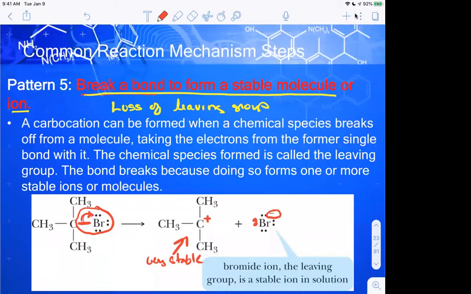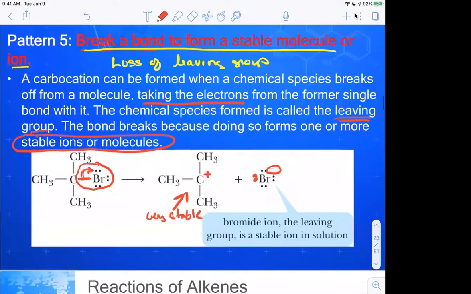So when I lose the group, this group is leaving, so it's called loss of a leaving group. That group will take the electrons from that former single bond with it. So this again is called the leaving group. The group that leaves is called the leaving group. And when that bond breaks, I'm going to form stable ions or molecules, and it's the stability of those intermediate species that is going to allow this reaction to occur.